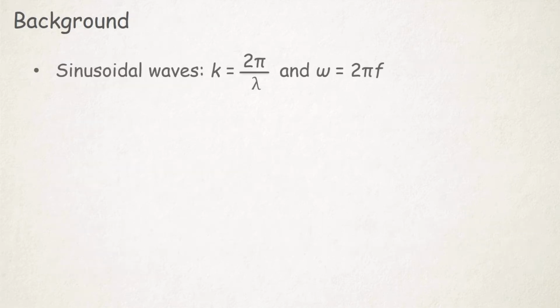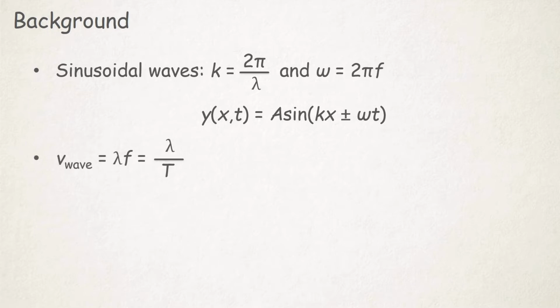To get the most out of this video, you should have a solid understanding of sinusoidal waves, where k is the wave number, which is equal to 2 pi over the wavelength, and omega, which is 2 pi times the frequency, is the angular frequency of the wave. And you should know that the speed of any wave is equal to its wavelength times its frequency, or its wavelength over its period.